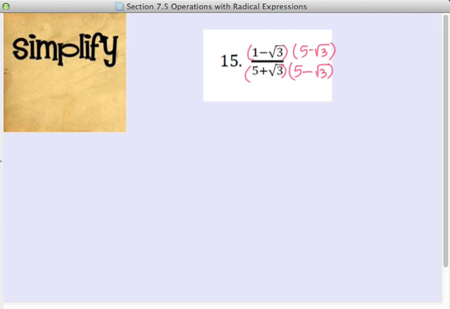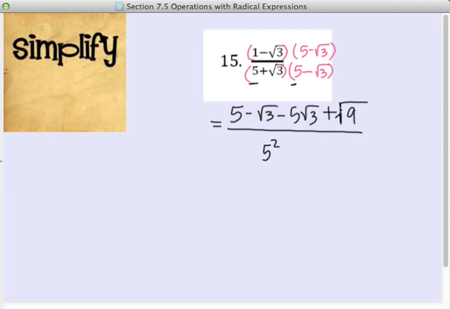Okay, so I'm going to go ahead, FOIL the numerator. So I would have 5 minus square root of 3 minus 5 square root of 3 plus square root of 3 times square root of 3 will be square root of 9 all over. And this is where you can FOIL all the way if you want, or you can, like I said, think how would I put back difference of perfect squares. I would just take the front number and square it, so it would be 5 squared, minus the second number squared.